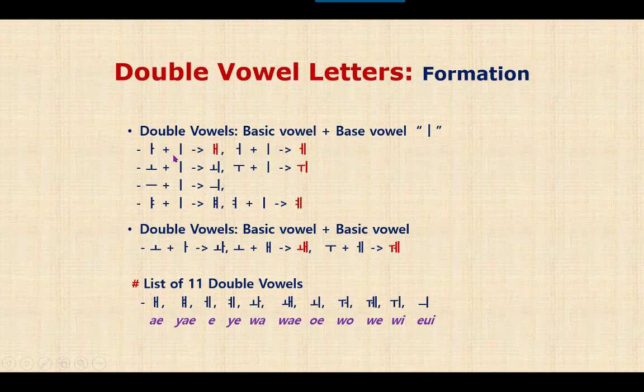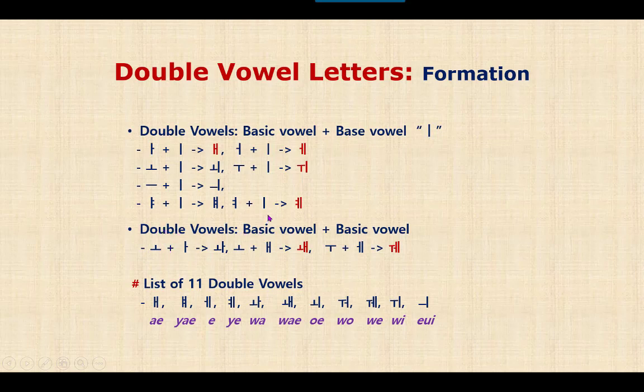If we add E to O, it becomes a sound. We add this base vowel to O, it becomes E. If we add E to U, it's E. If we add E to ya, it becomes yeah. So those 1, 2, 3, 4, 5 vowels are made by adding what? E.